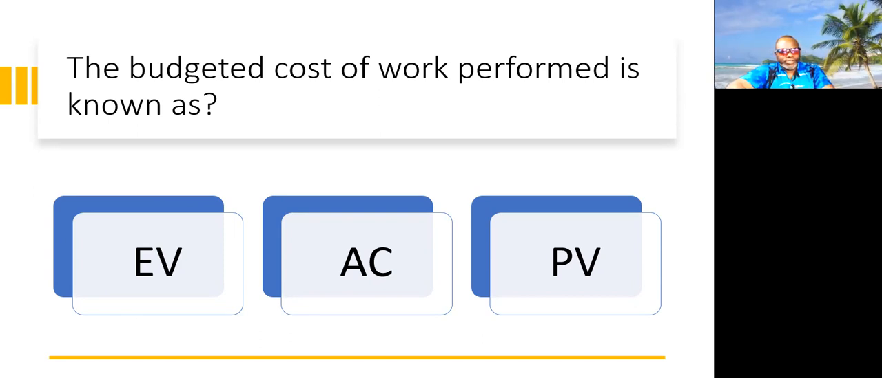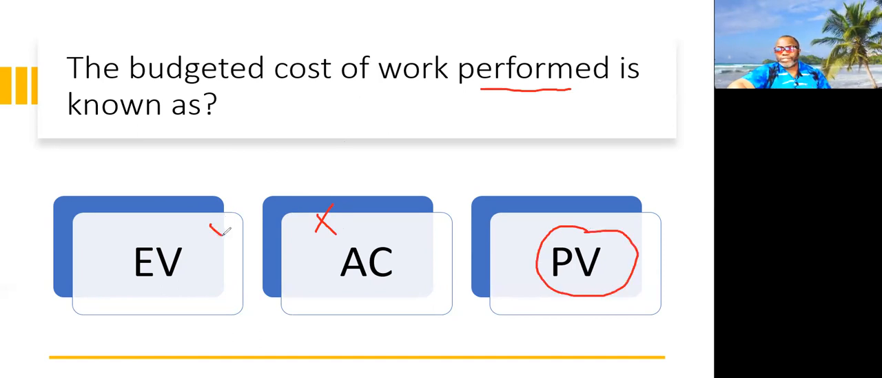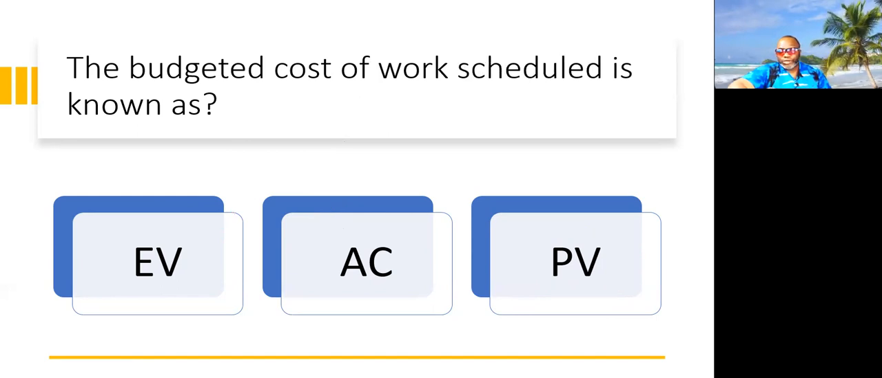All right, 3, 2, and 1. Very obvious here. It's not the actual cost because we just talked about that, right? So we're down to 2. Work performed. Planned value is planned, not performed. So the best answer is EV. That's how you answer it. Let's go to our next one. This should go easy now.